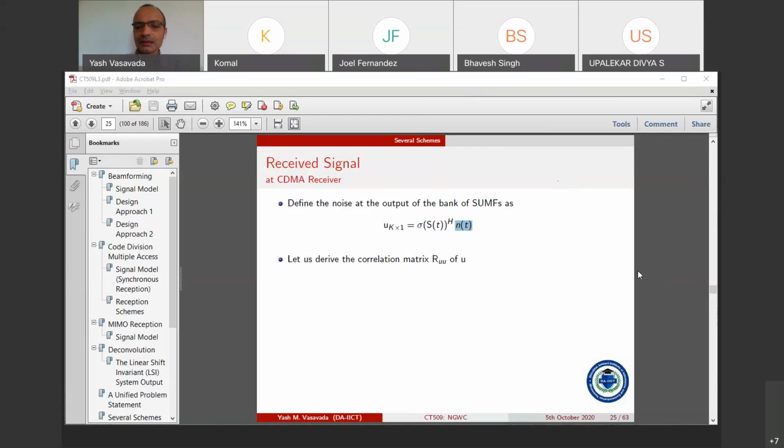So let us see that here. I think those of you who did the math, you would have done something like this. This matrix S is a deterministic matrix, so I can bring it outside of the expectation operation. This matrix, as we said, is the identity matrix, so it goes away. And so what I get is what Bhavesh said, sigma square S Hermitian S. But that is how we define the matrix R, remember? This is the correlation matrix of the signature sequences. And so the correlation matrix of U is nothing but sigma square R.